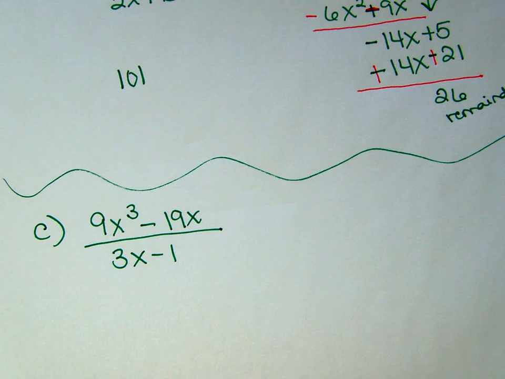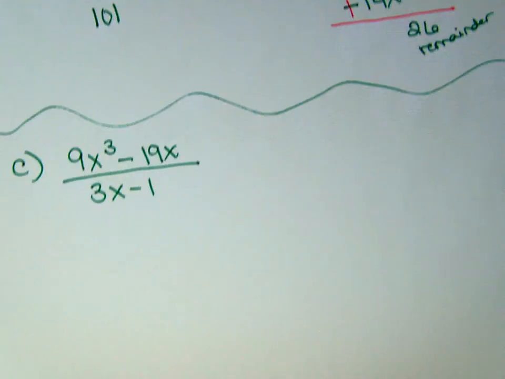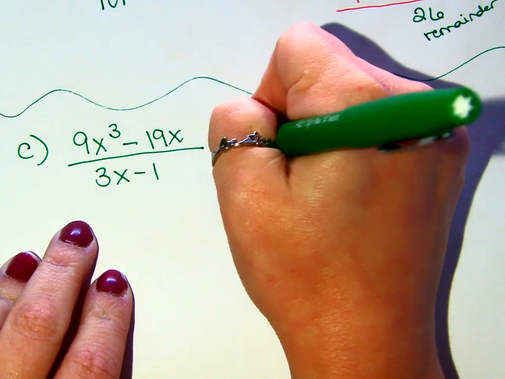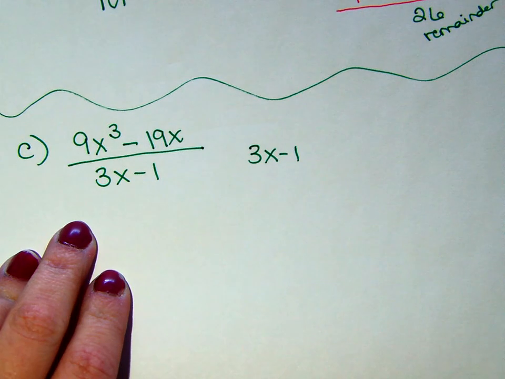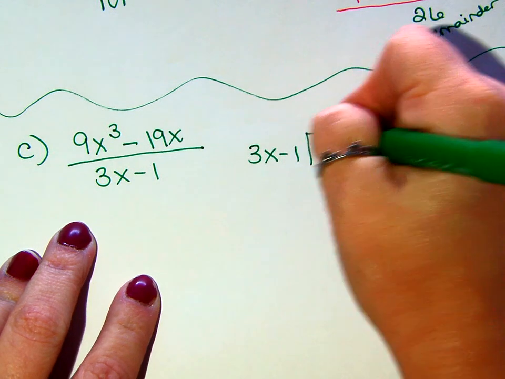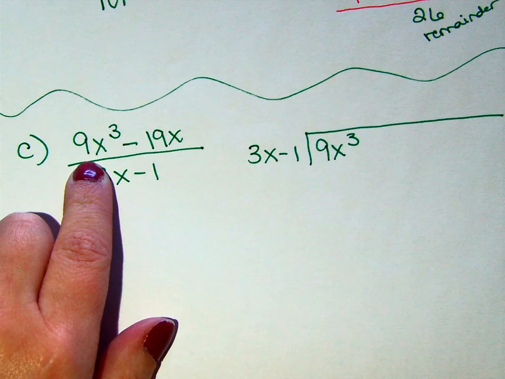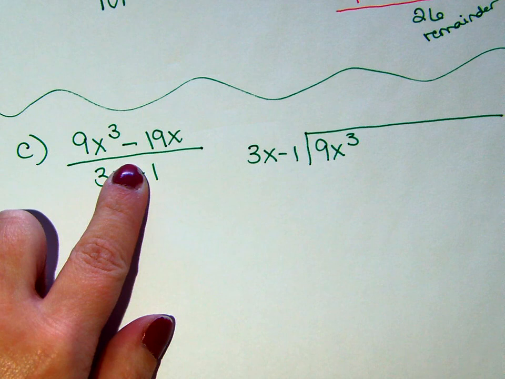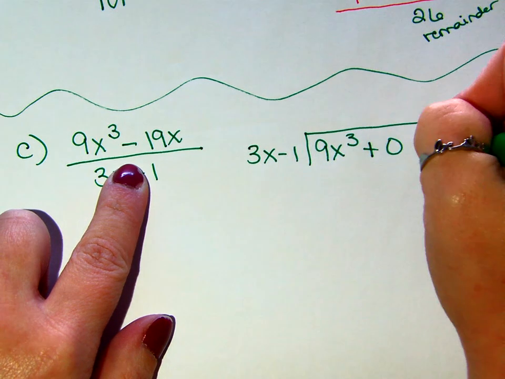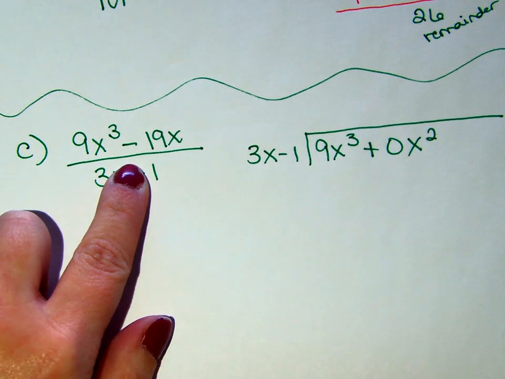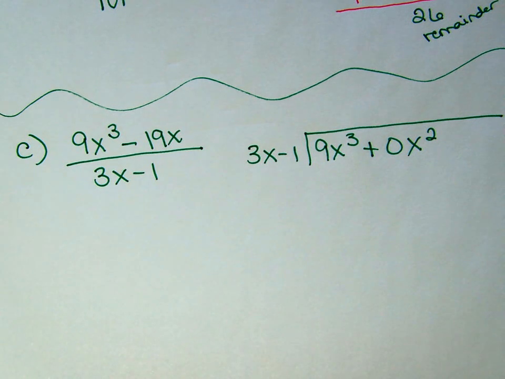So when I go to write this out with my long division, I'm going to have the 3x minus 1 outside like normal. But when I go underneath, I'm going to start with my 9x to the third. I don't have an x squared, so I'm going to put plus 0x squared. I'm putting in that 0 placeholder, because 0 times x squared would give me 0. I'm not adding anything to it. I'm just writing in a representative, making sure that I don't forget that there is that spot there.